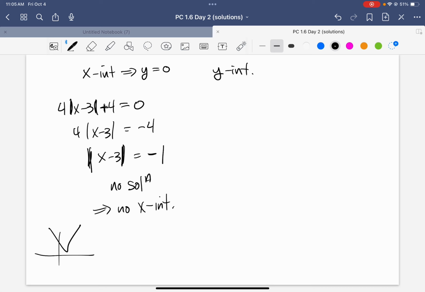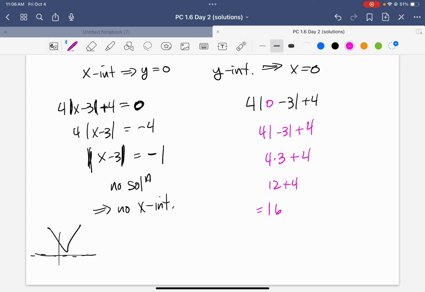So it's going to look something like this. Of course, it's not going to hit y equals 0. Then the y-intercept is where x equals 0. So for x equals 0, I just take my equation and plug in 0. I get the absolute value of -3, which is 3. So I get 4 times 3 plus 4, which is 12 plus 4, or 16. So that means the y-intercept is (0, 16). All right, that was number 26.